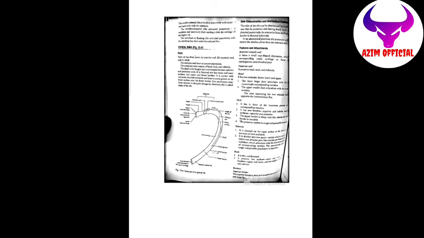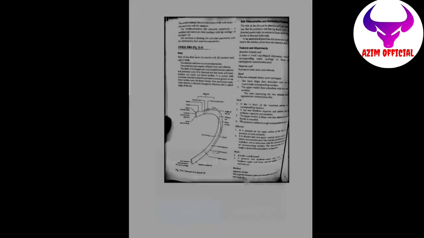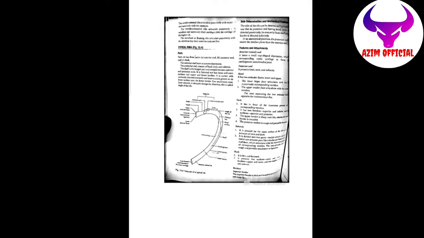Five centimeters away from the tubercle, it abruptly changes its direction. This is called the angle of the rib. You can see the angle of the rib because it is changing its direction just 5 centimeters away from the tubercle. You can see in the picture. Keep your eye on the upper part. Just 5 centimeters away from the tubercle, you can see the angle of the rib, the oblique line on the outer surface. It is the point where it changes its direction.